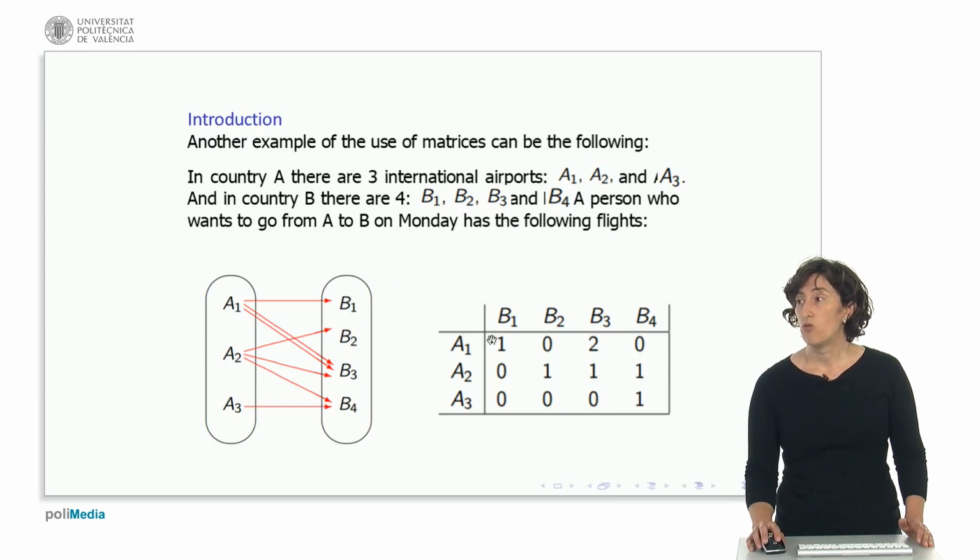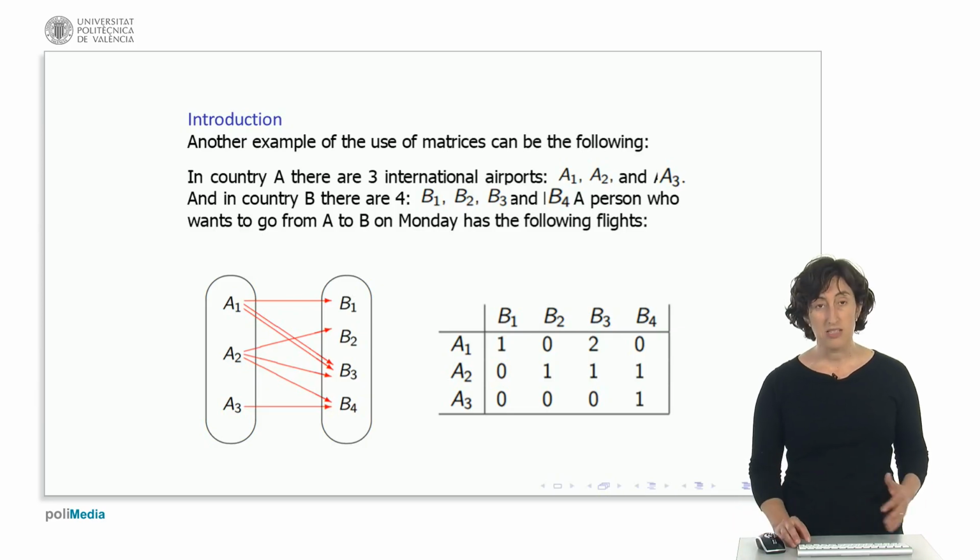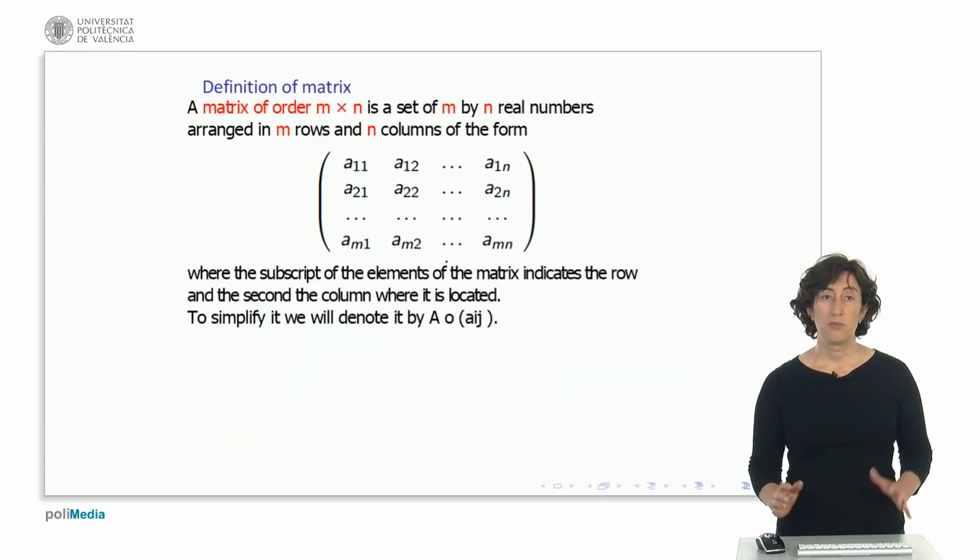From A1 to B1 there is 1, from A1 to B2 there is none, from A1 to B3 there are 2 flights, from A1 to B4 there is 0, etc. As you can see, again a box of numbers appears, which is what we are going to call a matrix. Hence the utility of matrices, and they usually appear in daily life. So, first, what is a matrix?